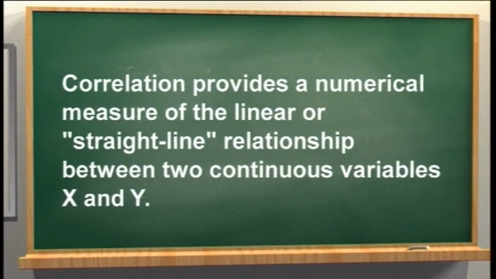The intensity of the correlation is expressed by a number called the coefficient of correlation, which is almost always denoted by the letter small r. Although usually called the Pearson coefficient of correlation, it was first introduced by Galton and later formalized by Karl Pearson and then by Fisher. Correlation provides a numerical measure of the linear or straight line relationship between two continuous variables x and y.